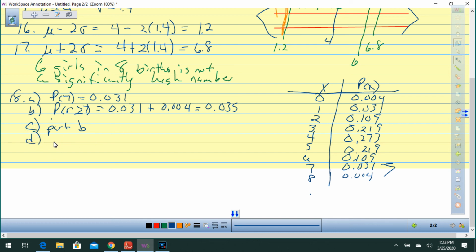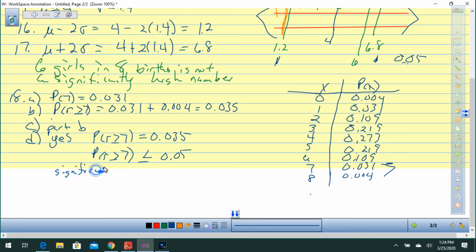D. Is 7 a significantly high number of girls in 8 births? Why or why not? I'm going to say yes. The probability that X is greater than or equal to 7 is 0.035, which, remember we talked about this, is less than 0.05. So the probability that X is greater than or equal to 7 is less than or equal to 0.05, so it is going to be considered significantly high.